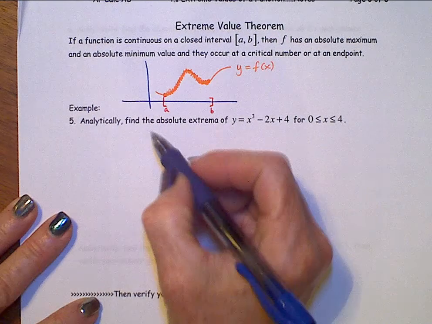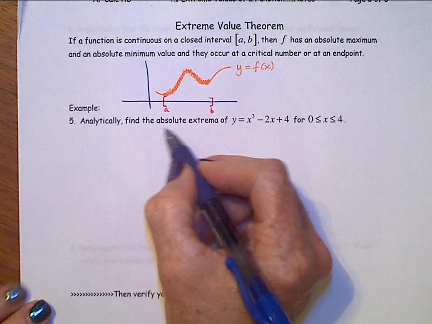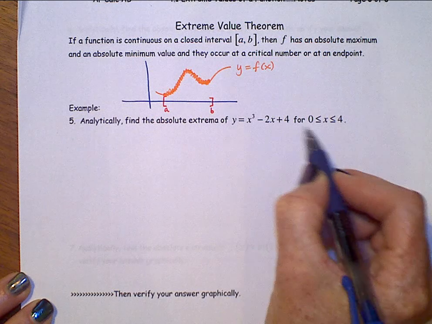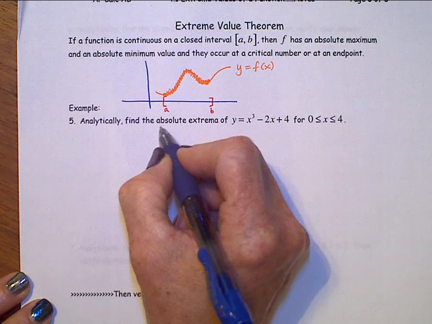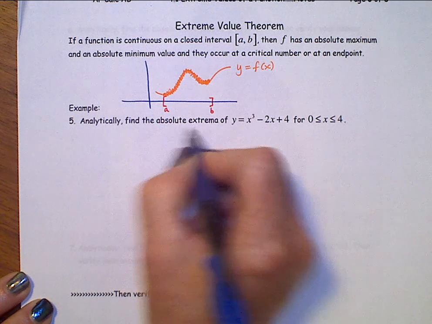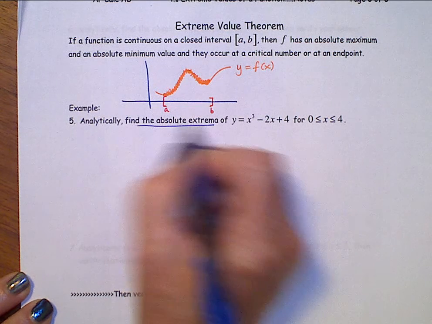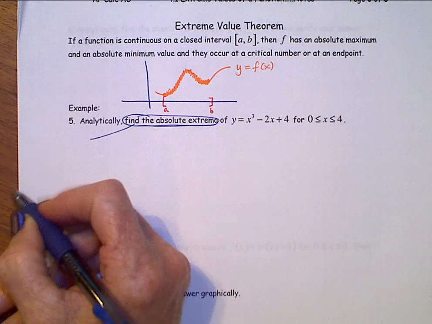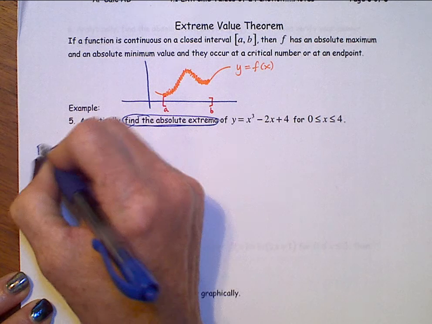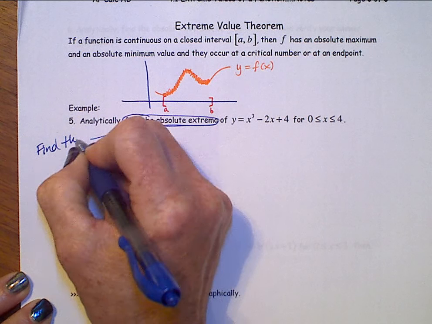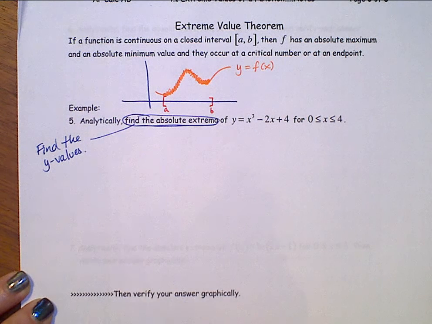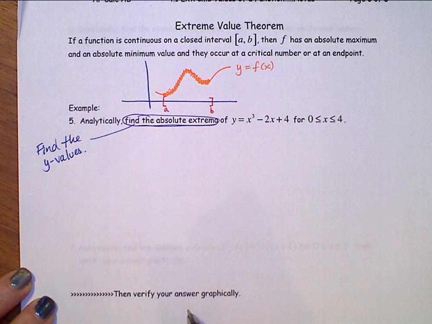All right, let's take a look at this example. I want you to analytically find the absolute extrema of y equals x cubed minus 2x plus 4 for x between 0 and 4. So find the absolute extrema. That's asking you to find the y values. If I wanted x values, then I would say find the location of the absolute extrema.